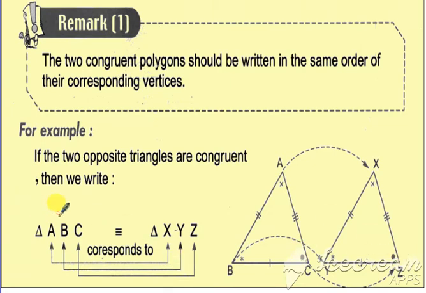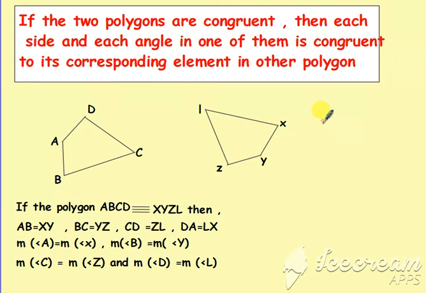Okay, from here, AB equals XY and BC equals YZ and ZX equals CA. Measure of angle A equals measure of angle X. Measure of angle B equals measure of angle Y. And measure of angle C equals the measure of angle Z. If the two polygons are congruent, then each side and each angle in one of them is congruent to its corresponding element of the other polygon.